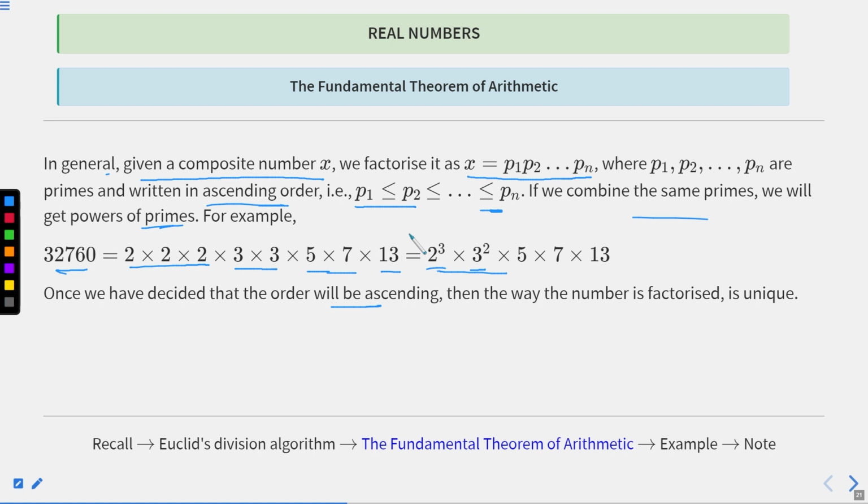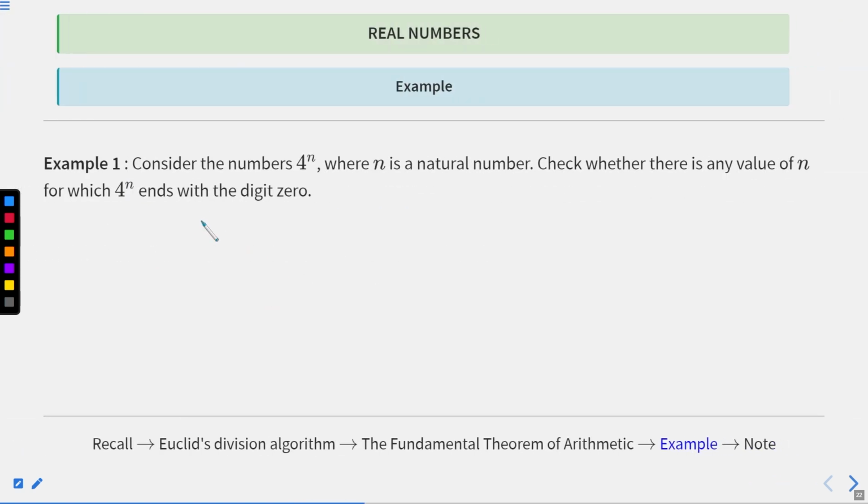Now we'll discuss an example. We consider the numbers 4 to the power n, where n is a natural number. You know about natural numbers: we use them for counting, like 1, 2, 3, 4, 5, 6, 7, 8. These are all natural numbers. So here we consider the numbers 4 to the power n, where n is a natural number.